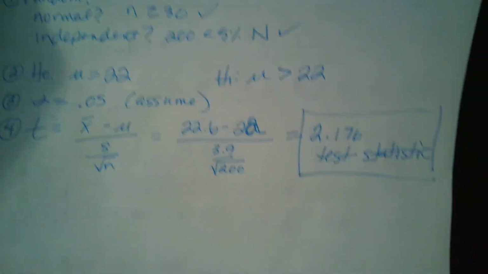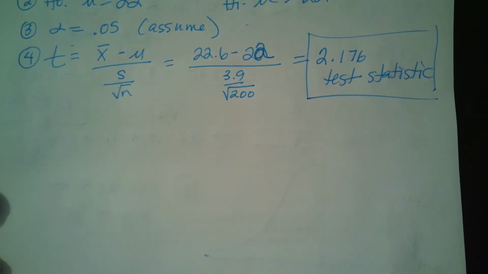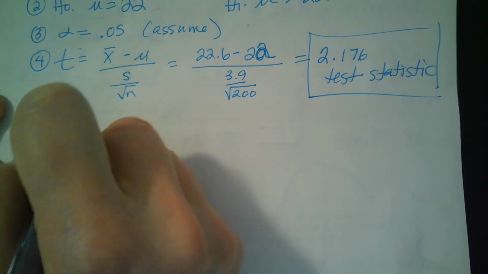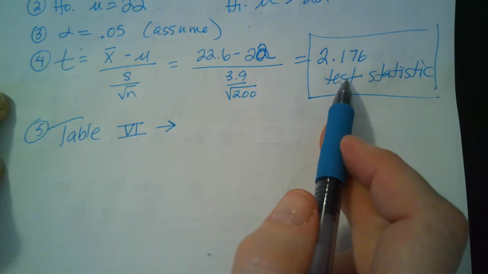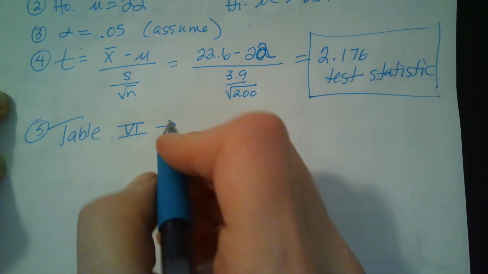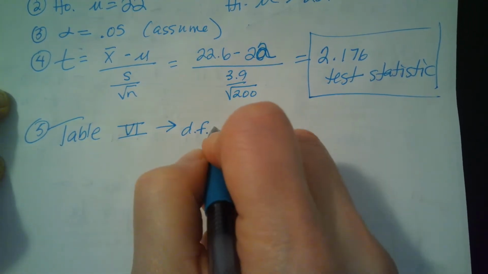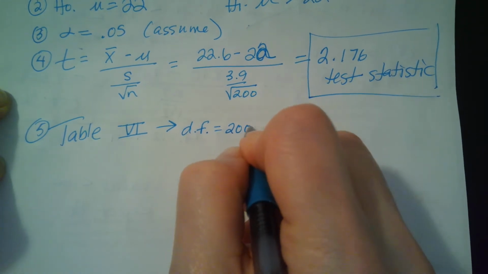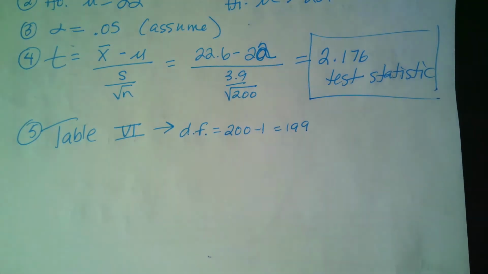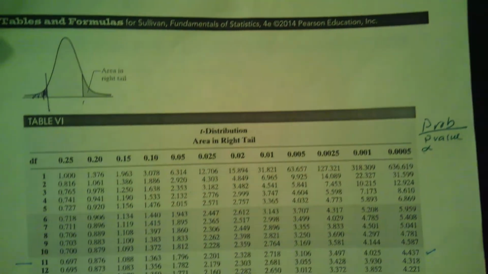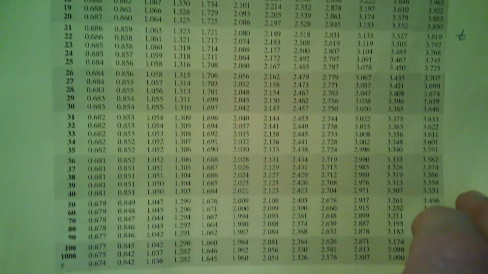So now what we do is we find the p-value associated with that test statistic. So we go over to table 6 and we find the p-value associated with this test statistic. In order to use table 6, we need degrees of freedom. Since there were 200 in my sample, that means my degrees of freedom is 199. So when I go to my T table, I look up a degrees of freedom of 199, and there isn't. So I pick the number closest. Instead of picking 1,000, I will pick 100.